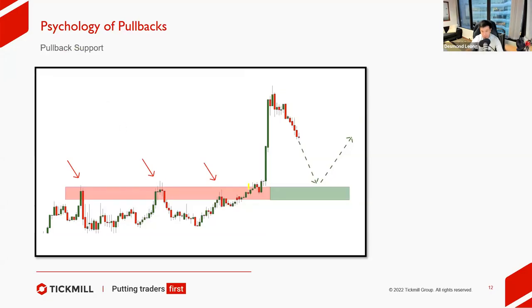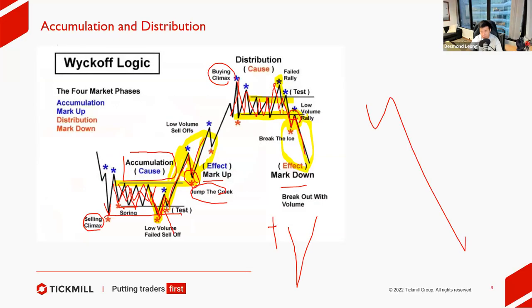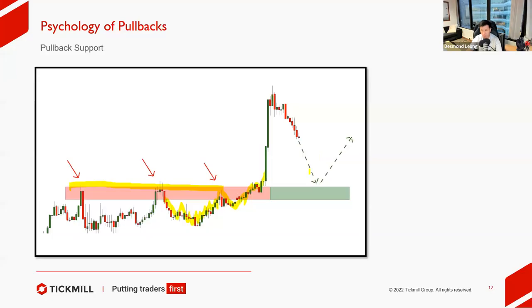Now the next thing, psychology of the pullback. So let's just say we draw a resistance level, and it goes all the way back here. Nice little bit of resistance level. Price is coming down, coming down, coming up, and it finally breaks out. So you notice, in the Wyckoff method, we are looking for price to break out and come back. Come back to this part over here. This is what they call the pullback. They call it jump the creek. They call it break the ice, whatever they call it. It's basically a simple way of saying the pullback. You're looking at a pullback.